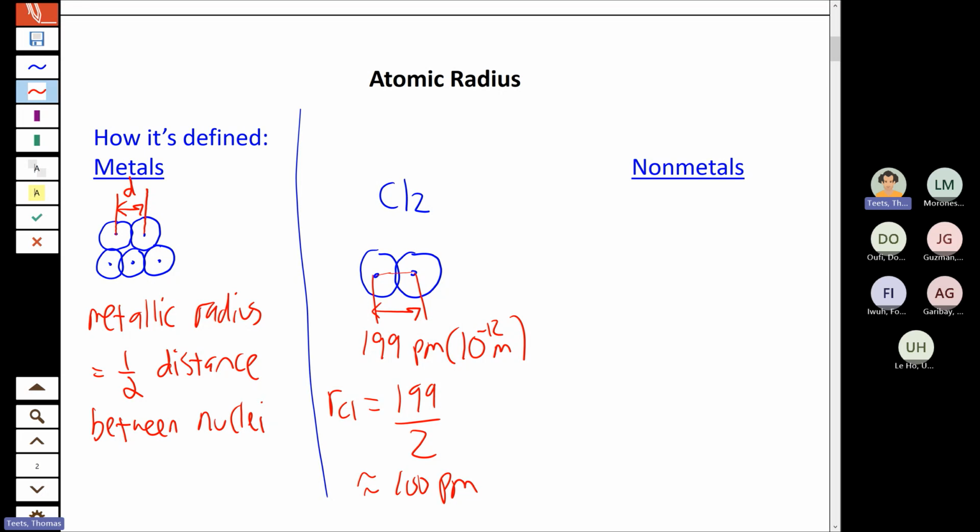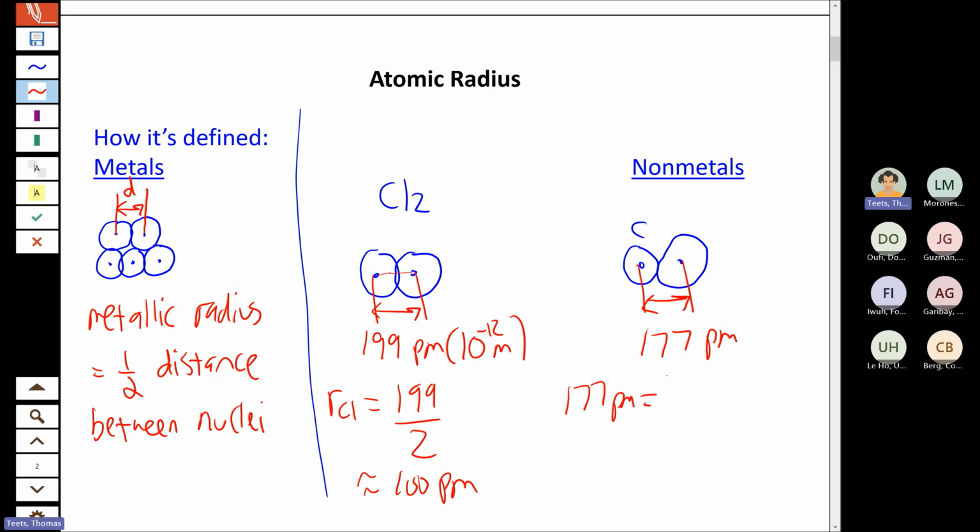If you look at different molecules that have chlorine in them, you might not get that exact same number all the time. And then for a lot of the other ones, we do it by difference. So if you have a carbon bonded to a chlorine, again, you have the two nuclei there. When two different atoms are bonded together, the distance between them is going to be the sum of the radii. So that would be 177 picometers, which is the radius for a chlorine atom plus the radius for carbon. We determined here that the radius for chlorine is about 100, so the radius for carbon would be around 77.